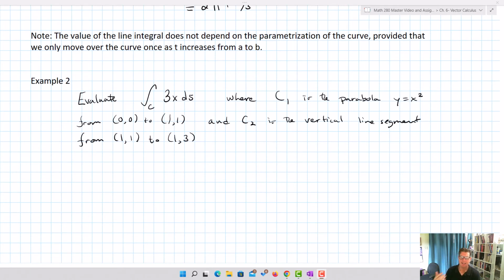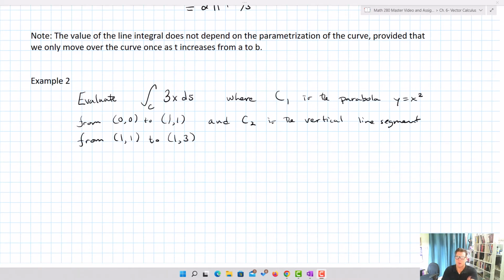Now, if we have those two things, then a lot of things are going to look a lot like working with regular integrals. For example, if I have two separate paths, and those paths are connected, and we don't move over those paths more than once, then I can break up my line integral into those two separate paths, create integration for each one of them individually, and then end up with the overall value for my integral.